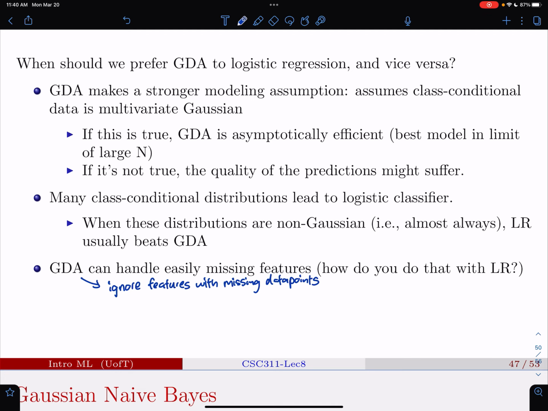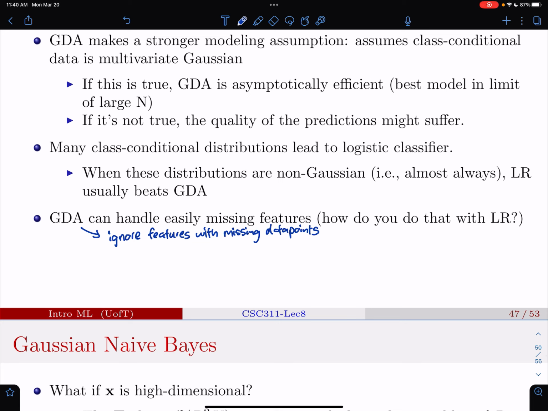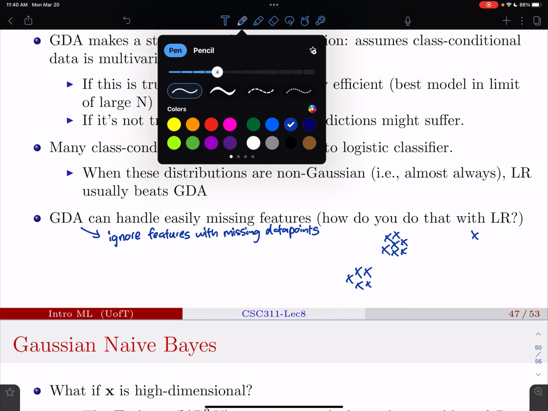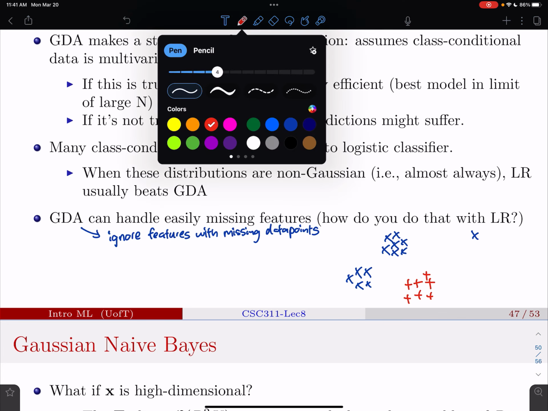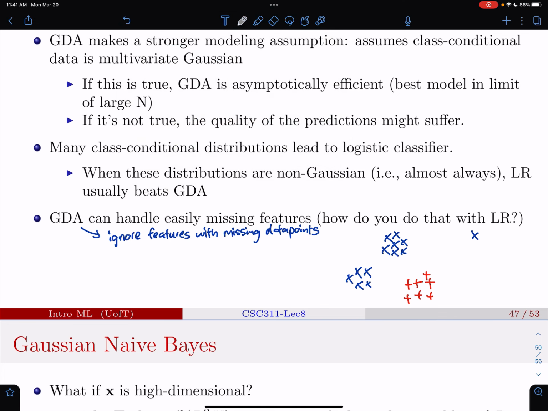We can draw out an example where you might expect logistic regression to perform better. If we had two classes, blue and red, with one class in one place and the other class somewhere else, then logistic regression works really well on linearly separable data. It will just find this decision boundary here.